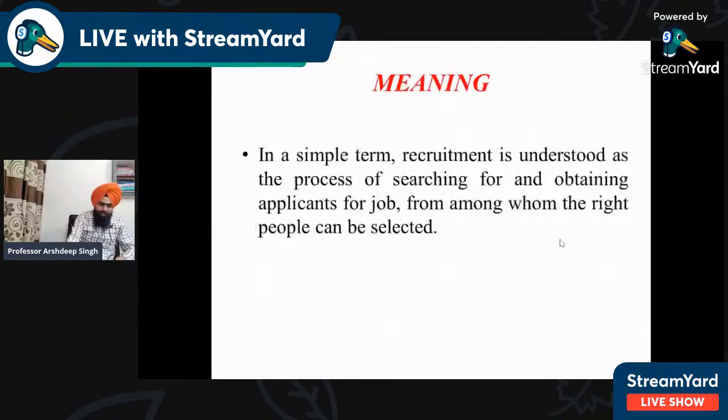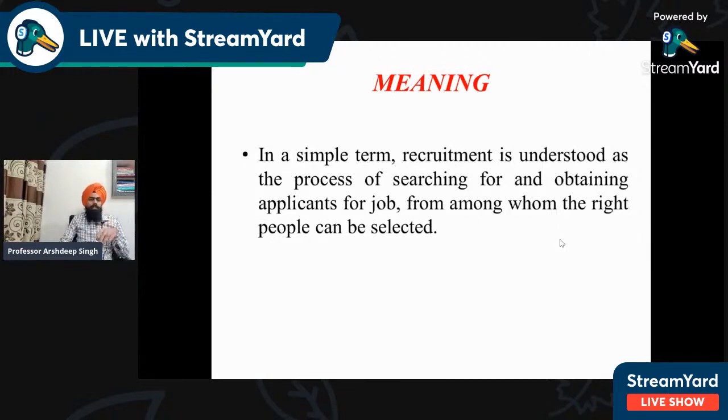Okay, second thing is the meaning. As is clear from the introduction, what is recruitment? Second thing will be the meaning. What is the meaning of recruitment? It is the same as I have explained in the introduction. In simple terms, recruitment is understood as the process of searching for and obtaining applicants for the job from among whom the right people can be selected.